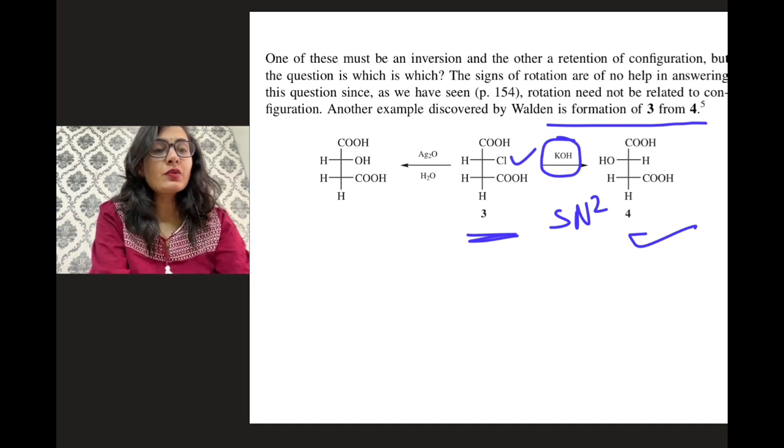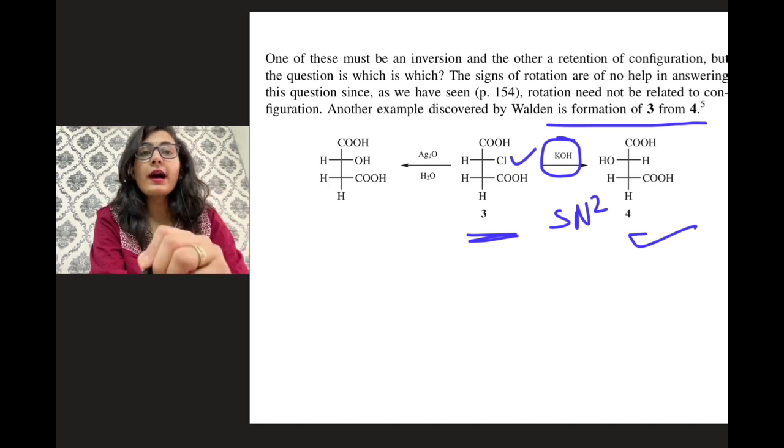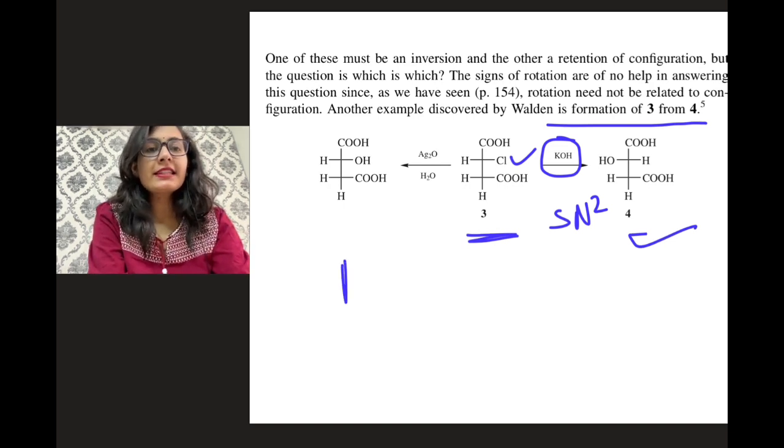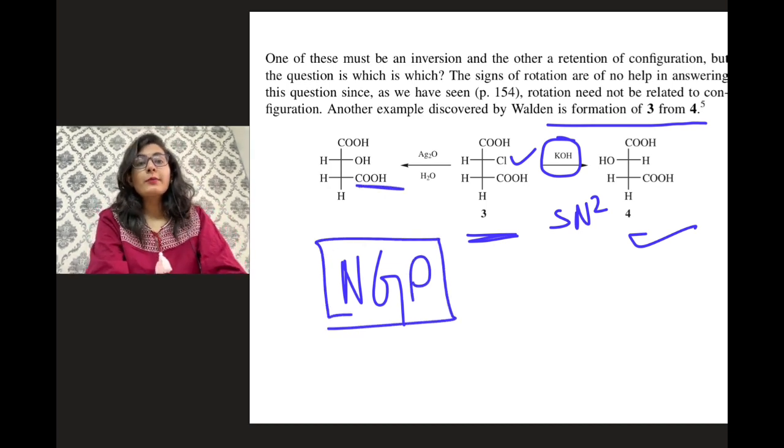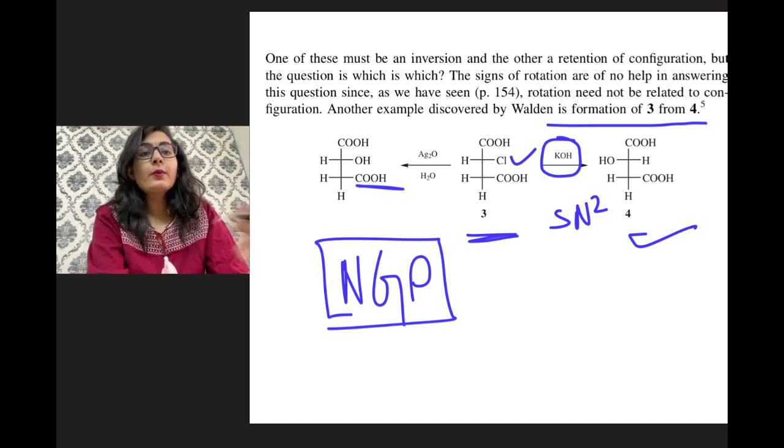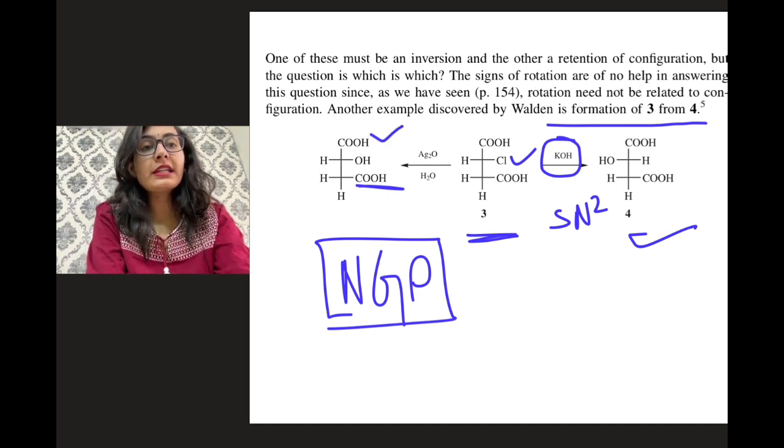But in Ag2O, you are getting the same product. See, it is retention over here. Why is the retention taking place? This is a different concept known as NGP, neighboring group participation of the carboxylic acid. All right, which carboxylic acid? It is going to be the near one.